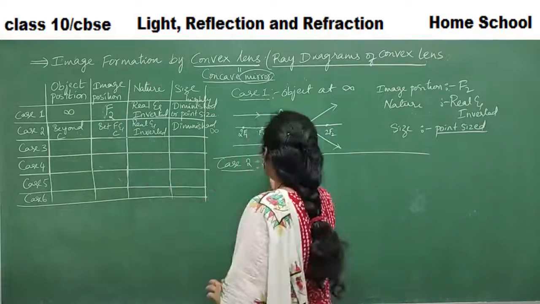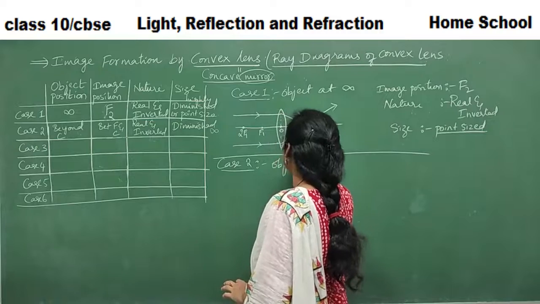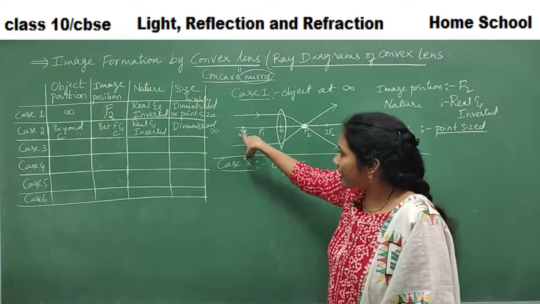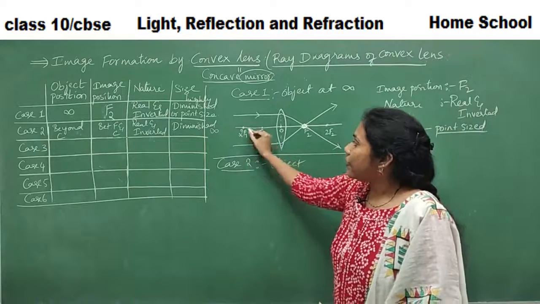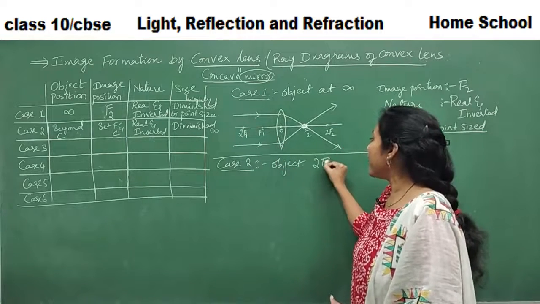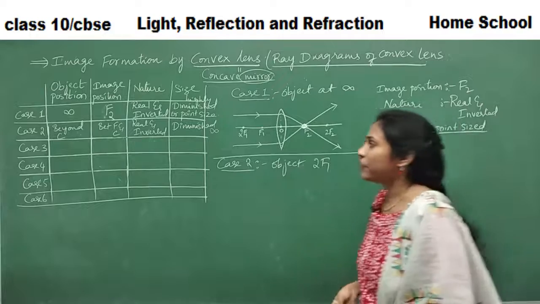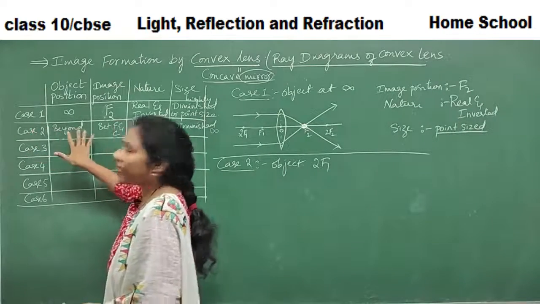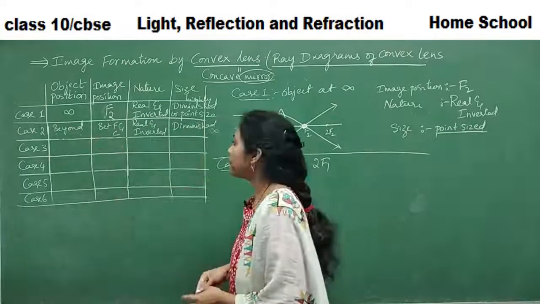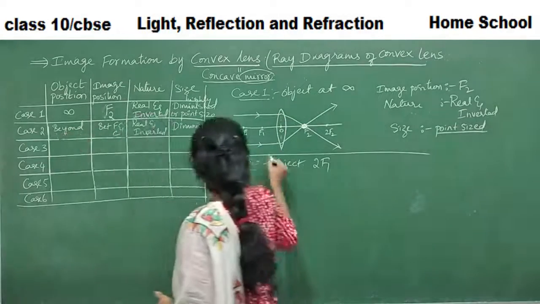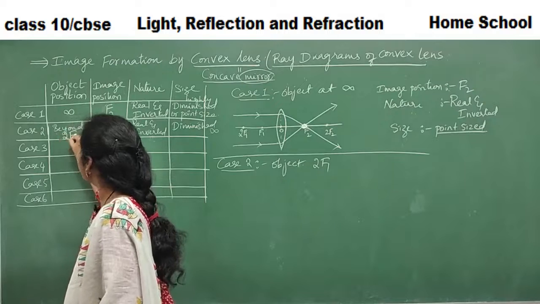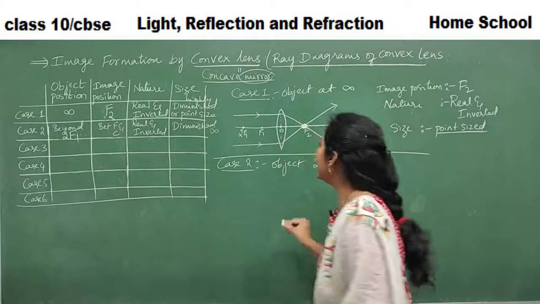Here also I am bringing the object beyond center of curvature. That means here center of curvature is this, right? So beyond 2F1 I will bring the object, instead of C. This was in case of mirror. I am comparing, guys. So here I am bringing the object behind 2F1.